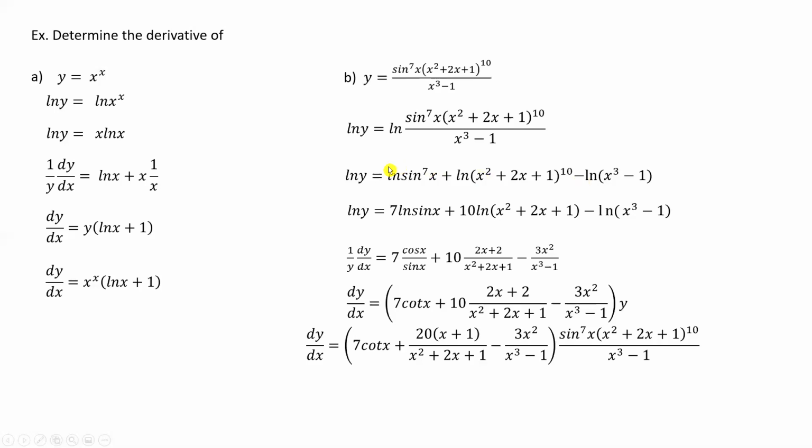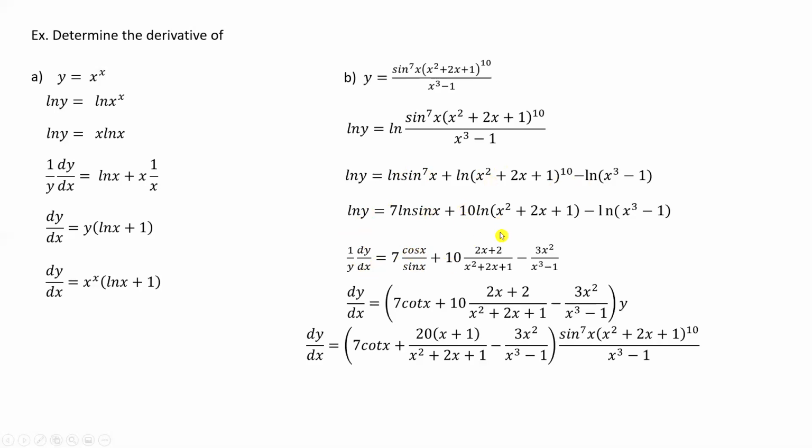Then we can bring down the exponents. And then we take the derivative. The derivative of a ln, 1 over argument, derivative of argument. We apply that again and again. The numbers out front just get multiplied by the derivatives. So 1 over sine, derivative of sine is cos.